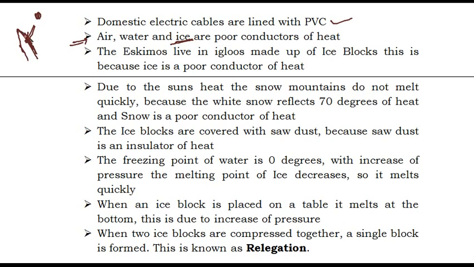And one other reason is that these are very shining in nature, so they reflect 70 to 80% of the heat that falls on them. So that is the reason these snow mountains do not melt quickly. And also Eskimos live in igloos. Igloos are made up of ice blocks. Once an igloo is made, the heat that is inside does not pass outside. So that is the reason igloos are warm inside.